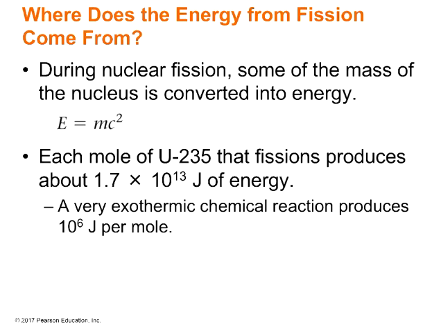So again, we can relate mass to energy. Some of the mass of the nucleus during nuclear fission is converted into energy. Each mole of uranium-235 that fissions produces about 1.7 times 10 to the 13th joules of energy. That is a lot of energy. As a comparison, a very exothermic chemical reaction might produce about 10 to the 6 joules per mole of energy. So this is many orders of magnitude more. This is a highly energetic reaction.